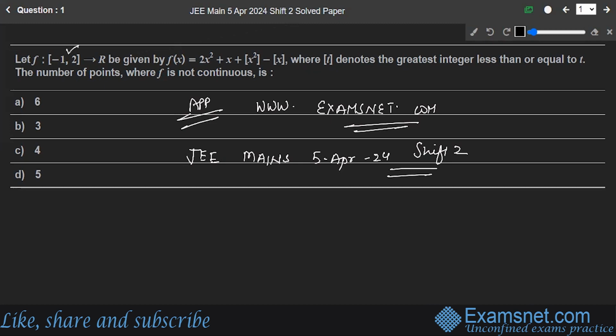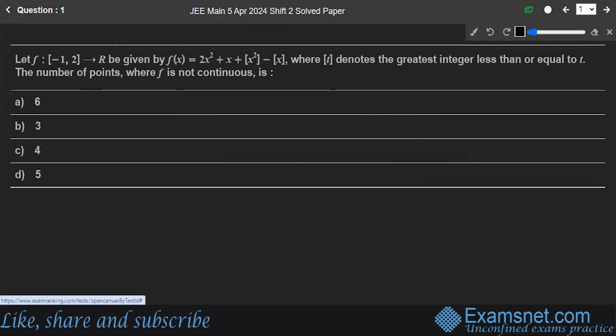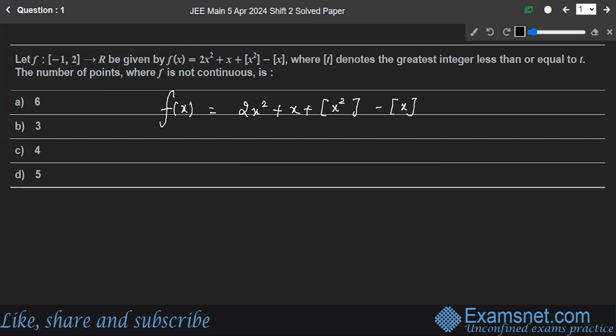It says: let f be a function from [-1, 2] to the real numbers given by this function, where [t] represents the greatest integer less than or equal to t. We have to find the number of points where f is not continuous. All right, so you have this f(x) equal to 2x squared plus the greatest integer of x squared minus x. Okay, let's rewrite it.